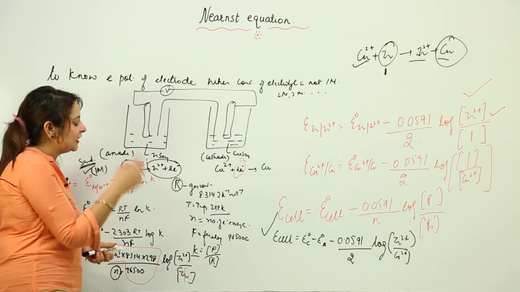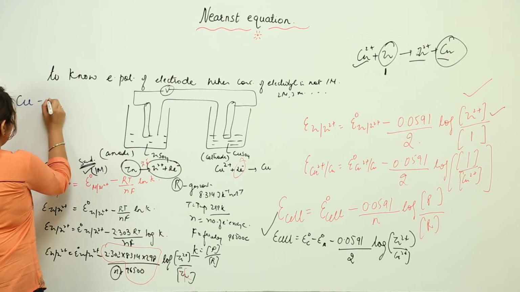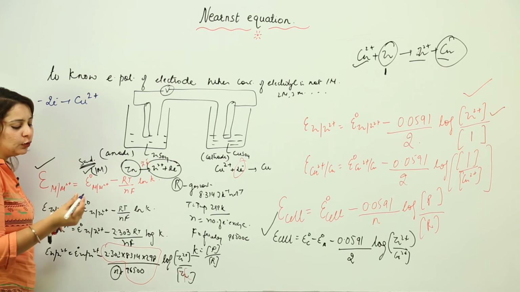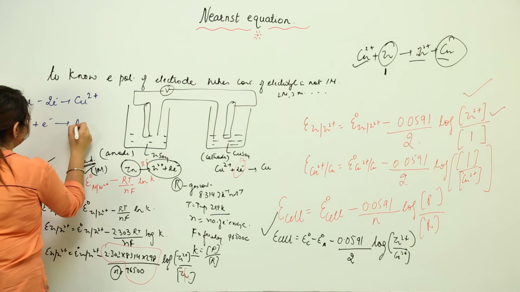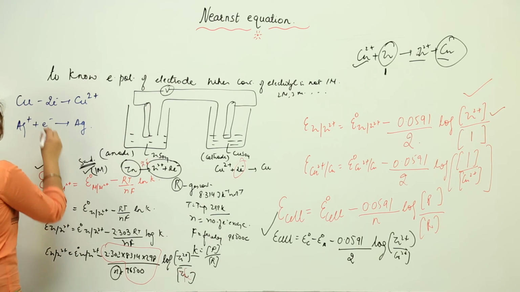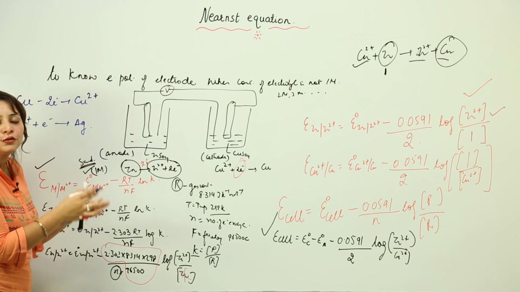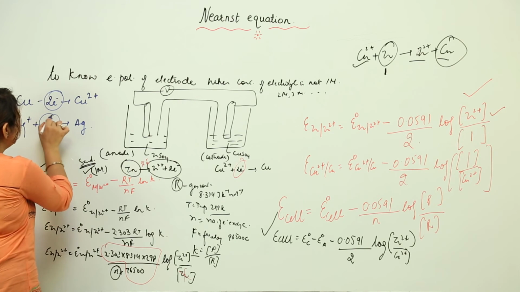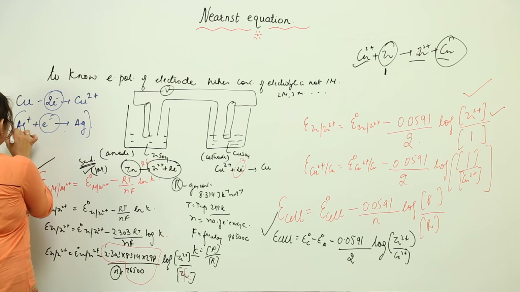And sometimes, I'll show you one more reaction. Suppose there is a cell where copper loses 2 electrons and forms Cu2+, and there is a cell in which Ag+ is getting reduced. In this case you can see that it is losing 2 electrons and it is gaining 1 electron. Because you have to make the total number of electrons the same, here it is 2, here it is 1, so I will be multiplying by 2 here and 1 here. That means this is multiplied by 2.